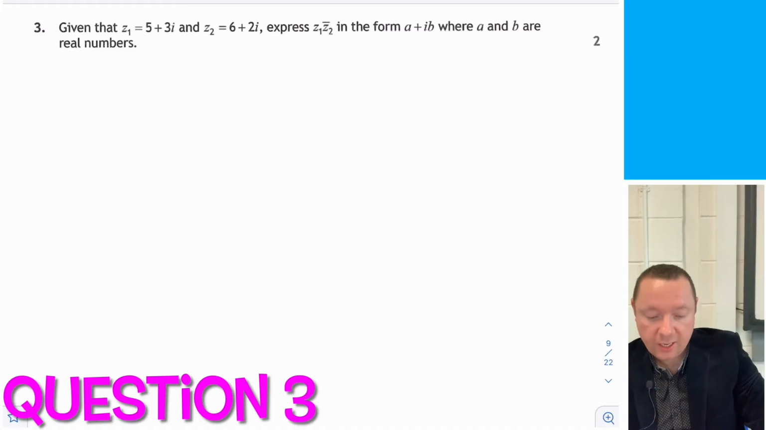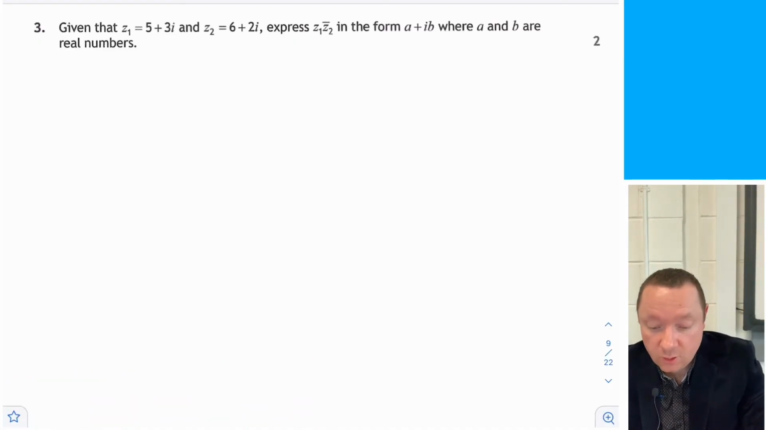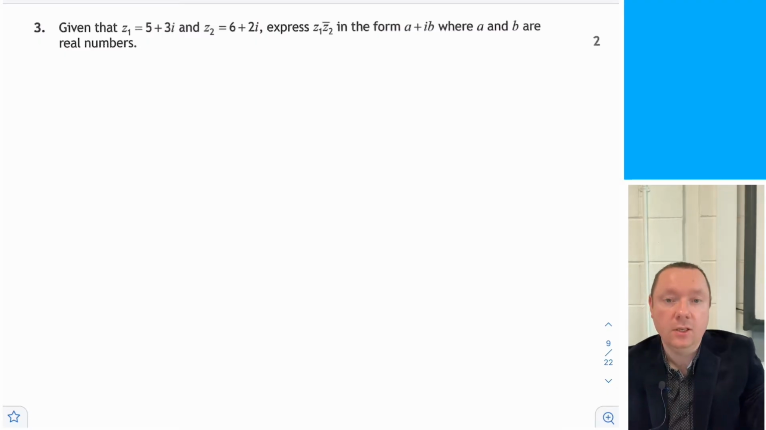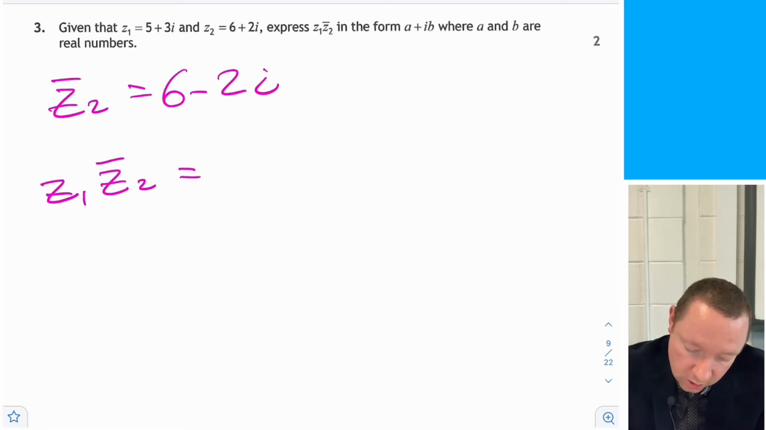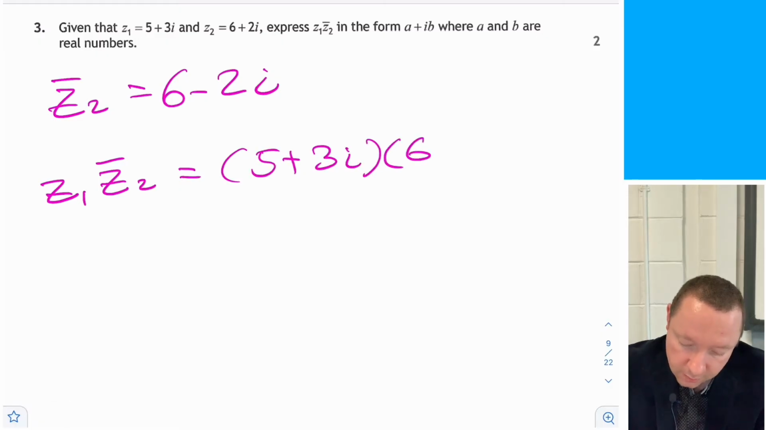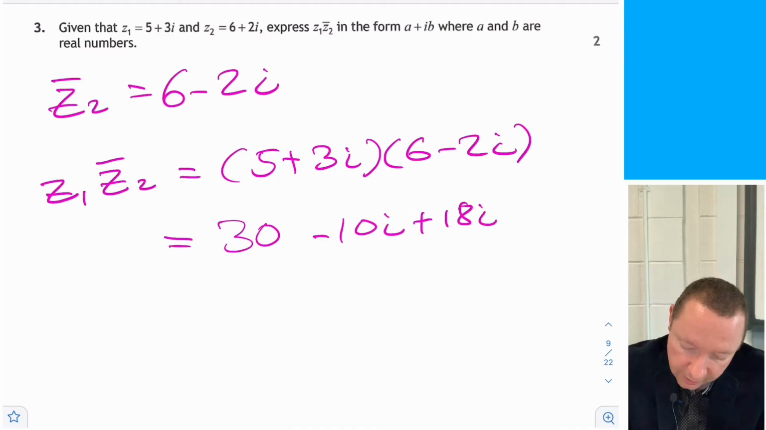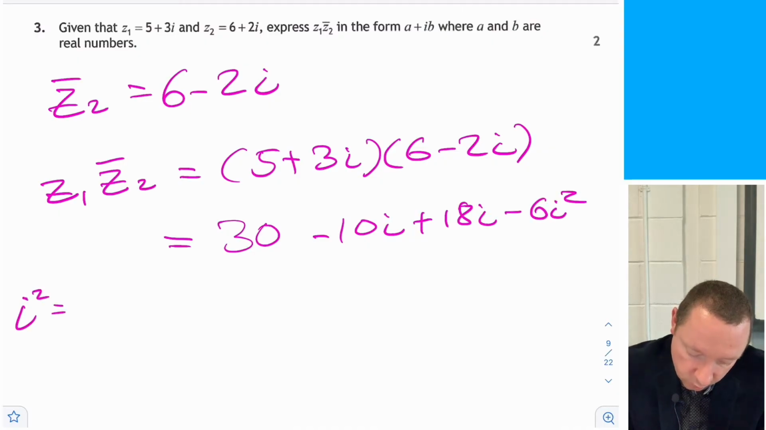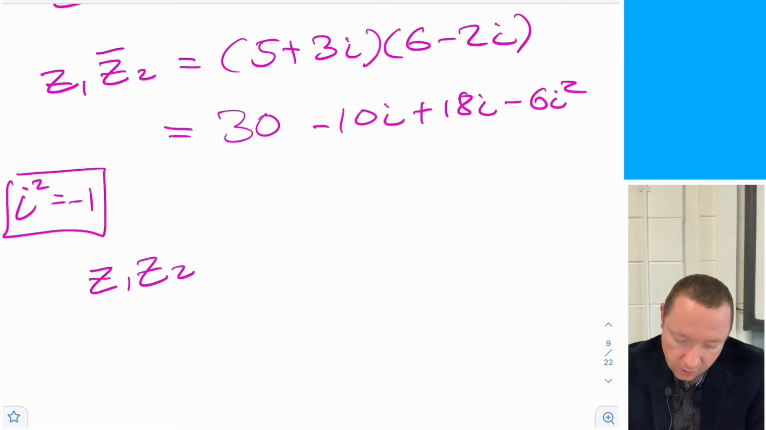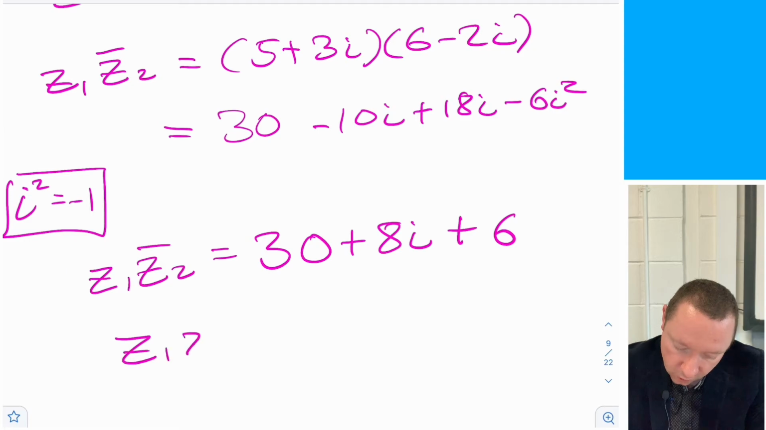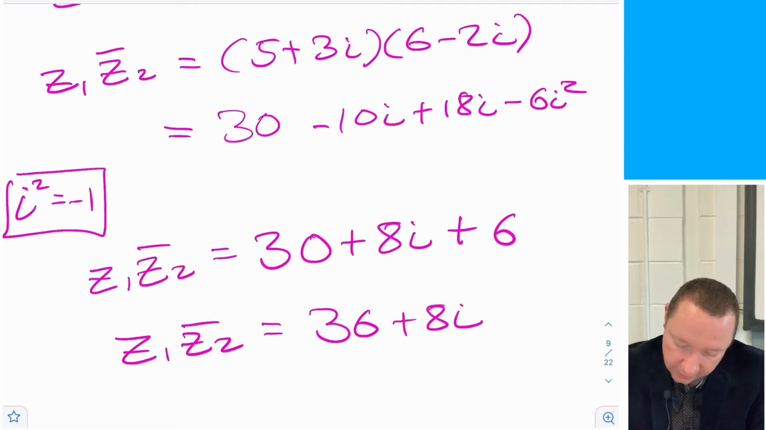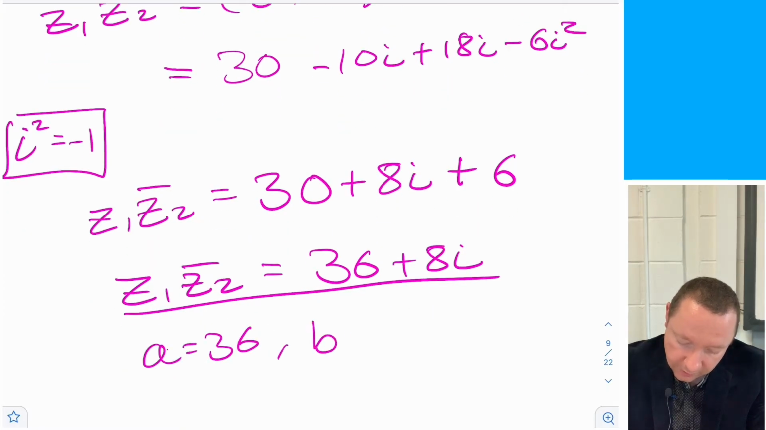Question 3, given that z1 is 5 plus 3i, z2 is 6 plus 2i, express z1 times the complex conjugate of z2 in the form a plus ib, where a and b are real numbers. So the complex conjugate of z2 is just 6 minus 2i. So z1 times z2 bar is just going to be 5 plus 3i times 6 minus 2i. Expanding the bracket, we get 30 minus 10i plus 18i minus 6i squared. But remember, i squared equals minus 1. So z1 z2 bar equals 30 plus 8i plus 6. So that gives us a final answer of 36 plus 8i. So a in this case is 36 and b is 8.